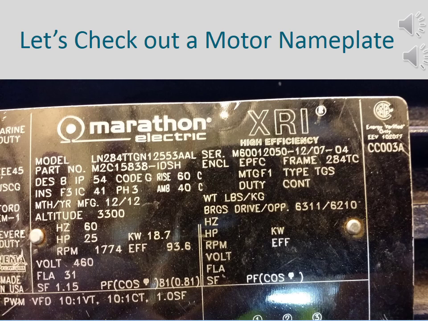Another reason we need to know some of this information is because if we are thinking about replacing a motor, we want to do the best we can to replace it with another motor with the same standards that have already been evaluated.